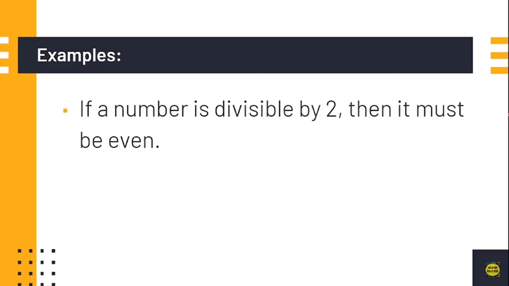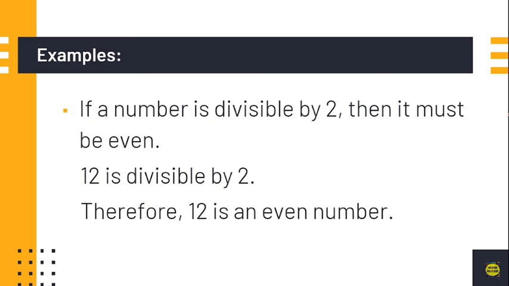So example: if a number is divisible by 2, then it must be even. 12 is divisible by 2. Therefore, 12 is an even number. This is called deductive reasoning. It reaches a general assumption, procedure, or principle, a generalization: if a number is divisible by 2, then it must be even. 12 is divisible by 2. Therefore, 12 is an even number.